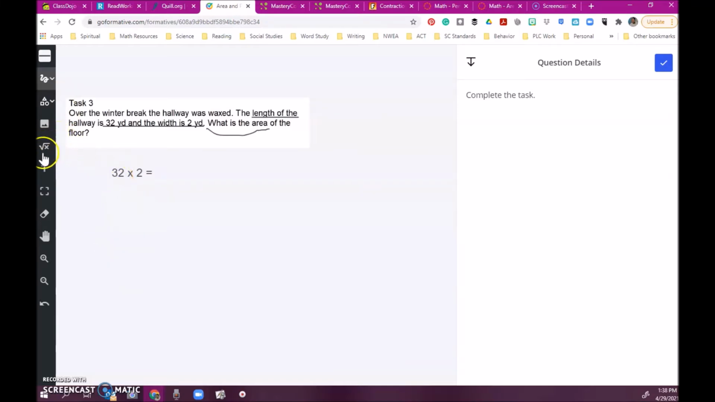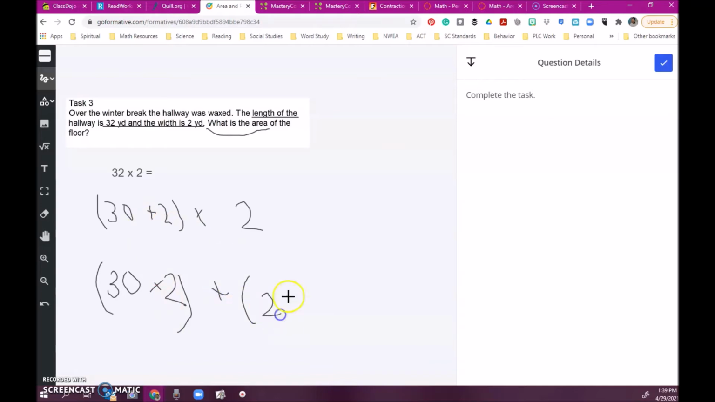So I can take 32 and break 32 up into 30 and 2. So 30 plus 2 would equal 32. And I need to multiply that by the number 2. So this is what my equation will look like now. I have to take each part of what I broke up, which is the 30 and the 2, that I need to multiply by the 2.